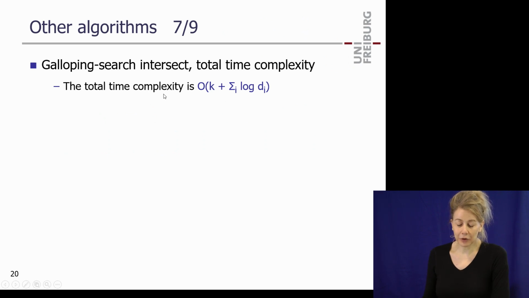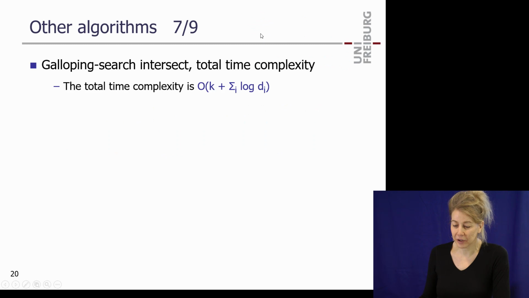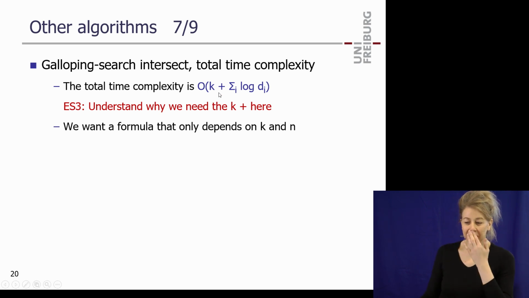Namely, so what's the total time complexity? For every one of these searches you have a log of d_i, and you have to do something constant for each element also, just to set up the search. So you have k plus the sum of these log d_i's. And that's what I just explained. It's not 0. Even if the d_i is 1, you have to do something constant for each element. That's why you need the k plus here. And now this addresses exactly your question.